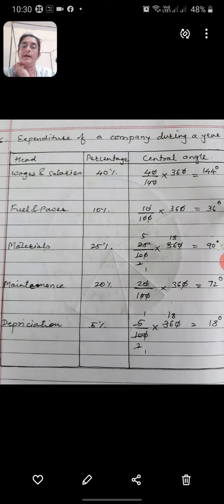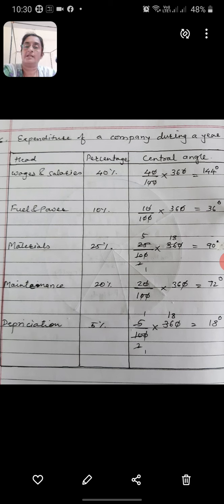So how are we going to find out the central angle for each one of them? So given percent by total percent, which is always 100. So for wages the given percent is 40 by 100 into 360, because the total angle of a complete circle is 360 degrees. So 40 by 100 into 360, you will get 144 degrees for wages and salaries.